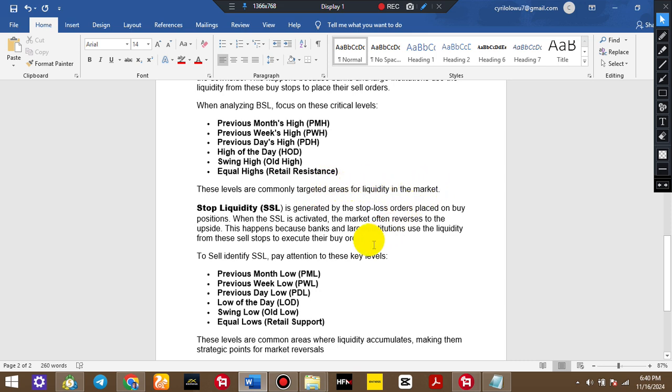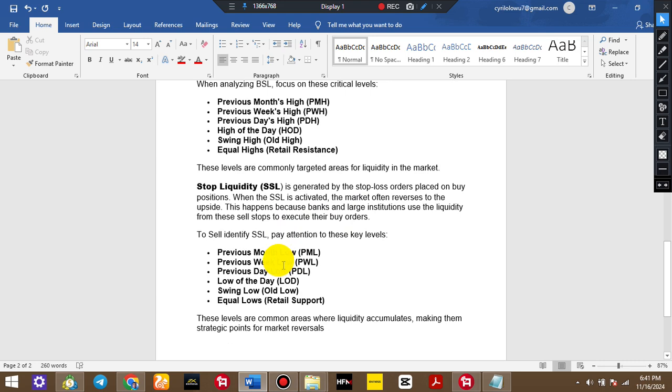Now let's move to sell stop liquidity. Sell stop liquidity is generated by the stop loss orders placed on buy positions. When this sell stop liquidity is activated, the market often reverses to the upside. This happens because banks and large institutions use the liquidity from this sell stop to execute their buy orders. Is that clear? With the definition, it might not be that clear. Don't worry, I'm going to do justice to the explanation when I get to the chart.